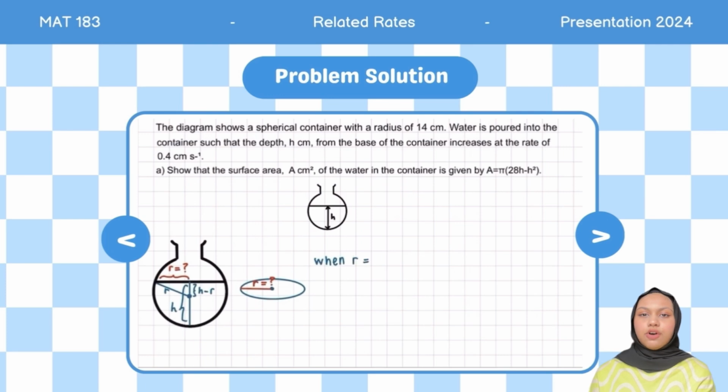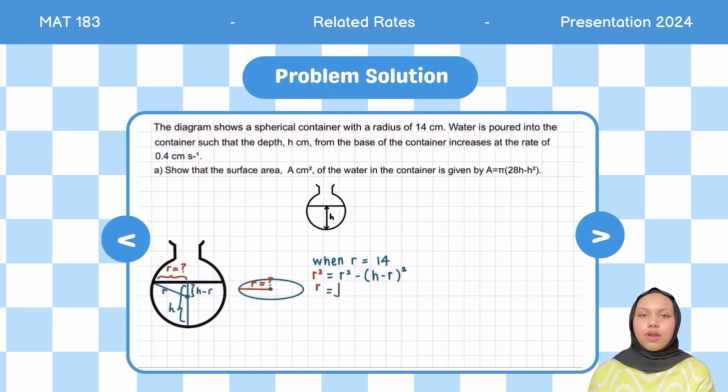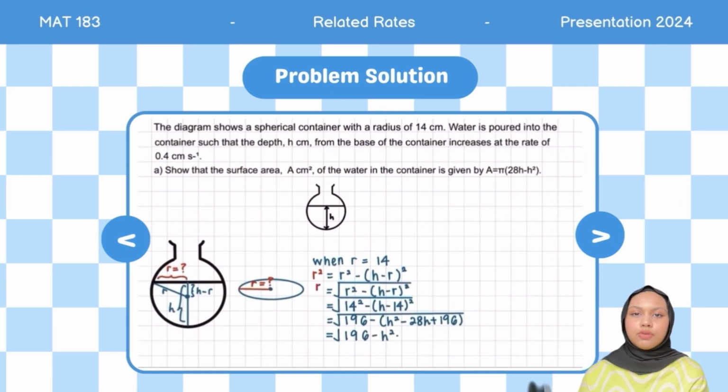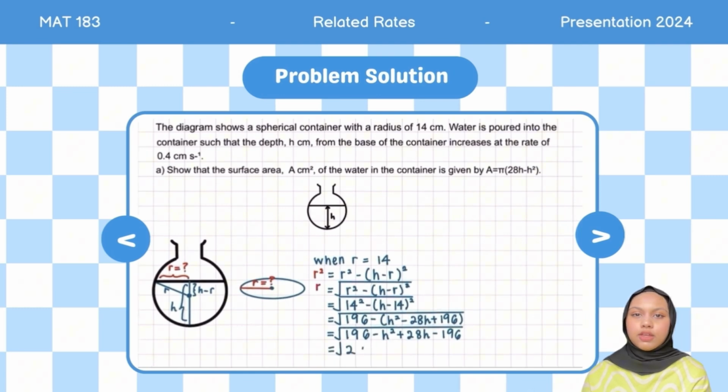When r equals 14, r squared equals r squared minus (h minus r) squared. So r equals the square root of r squared minus (h minus r) squared, which equals the square root of 14 squared minus (h minus 14) squared, which equals the square root of 196 minus (h squared minus 28h plus 196), which equals the square root of 196 minus h squared plus 28h minus 196, which equals the square root of 28h minus h squared.